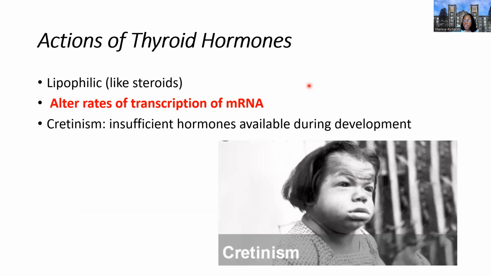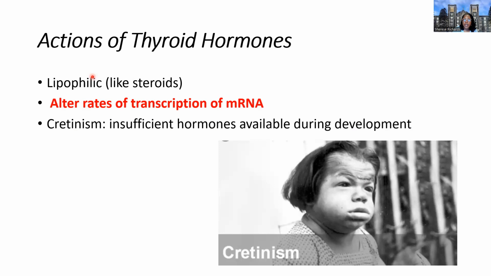Let's look at the actions of thyroid hormone. Because this is a lipophilic hormone, it is similar to steroids in its makeup, so it requires a lot of fat to make these hormones. This is why it's so important to have an adequate amount of fats in your diet in order to have good hormone functioning. This is true for most hormones as well. It's going to alter the rate of transcription of mRNA. In other words, it's going to alter the rate by which we can generate proteins from the DNA in our cells. It's going to sort of speed up that rate.